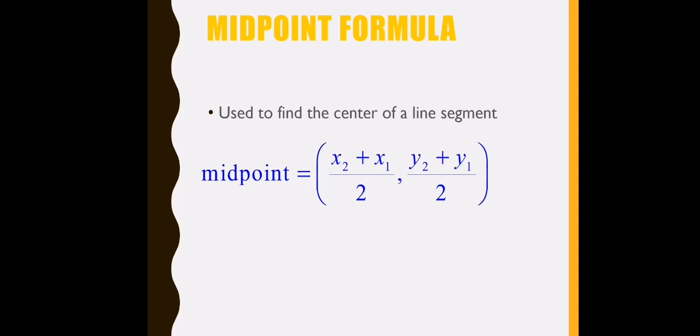Okay, midpoint is used to find the center of a line segment. The center of a line segment or yung pinakagitnang point ng isang line segment. Okay, the formula is simply x sub 2 plus x sub 1 divided by 2 and y sub 2 plus y sub 1 divided by 2, or simply we get the average of the x, we get the average of the y, and that is the midpoint. It is midpoint. That's why it consists of an x and a y because it is a point.